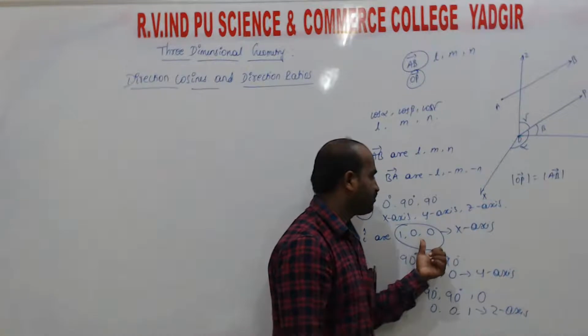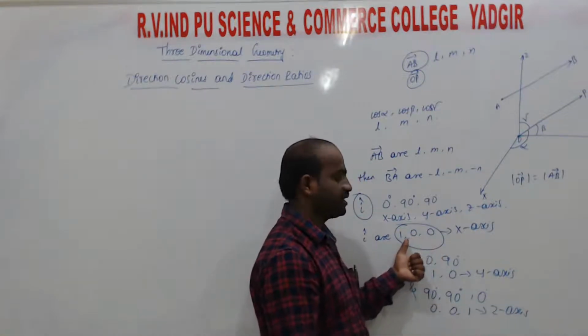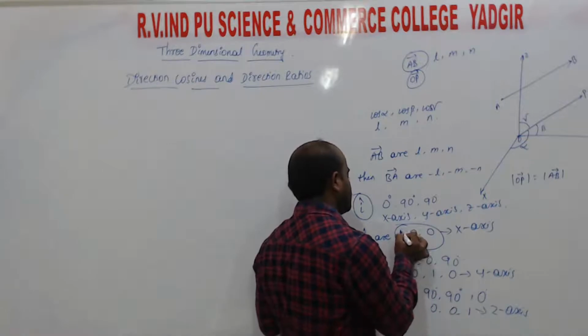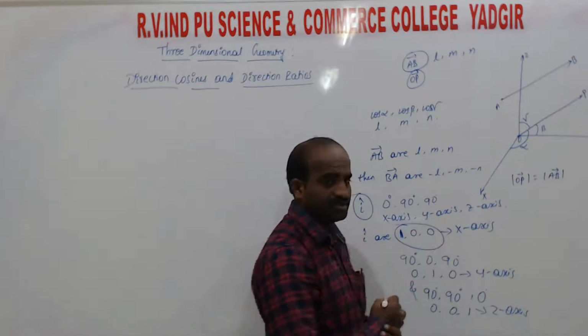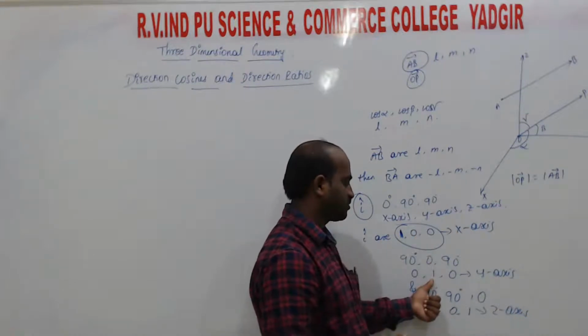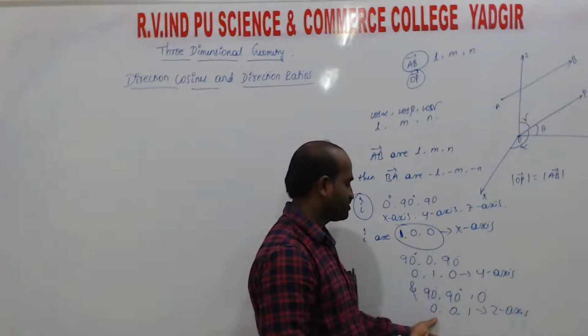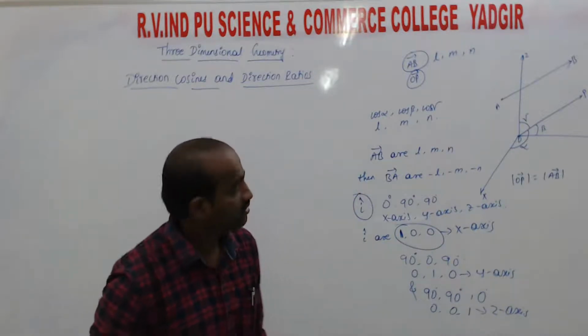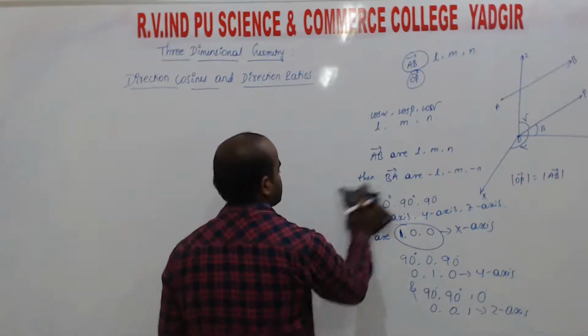This is very important for 1 mark; it has already been asked two or three times. Write the direction cosines of the x-axis: 1, 0, 0. This one is the direction cosines of the y-axis, and this one is the direction cosines of the z-axis.